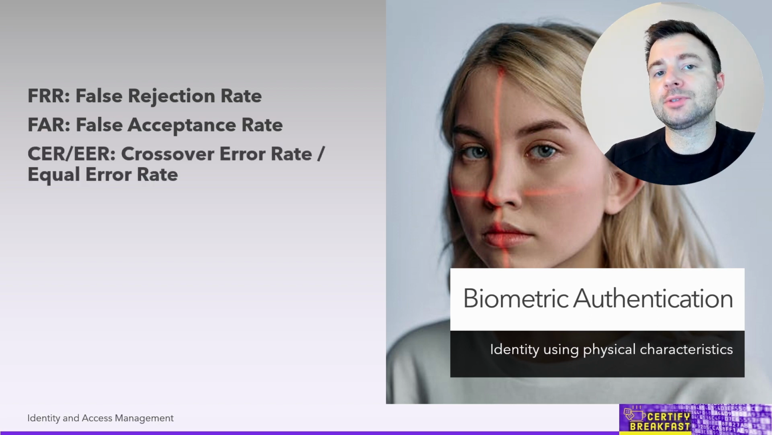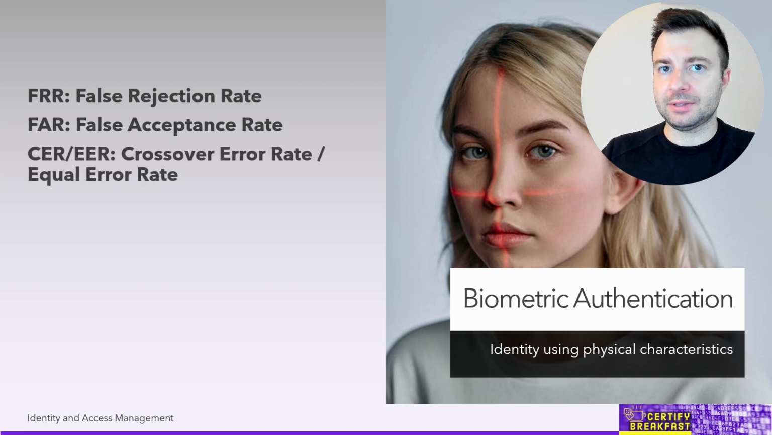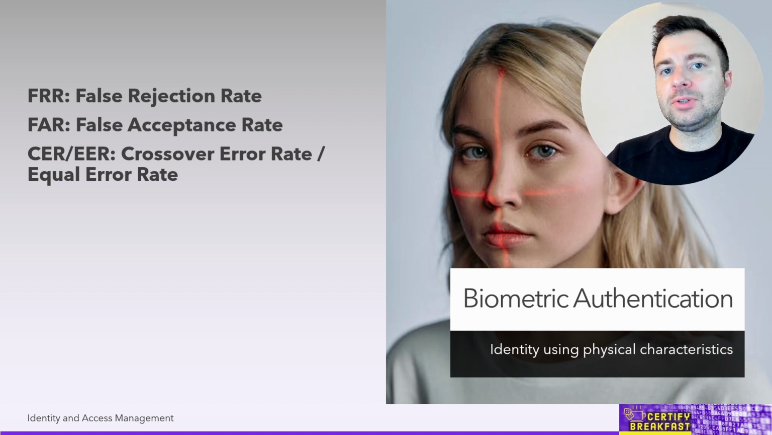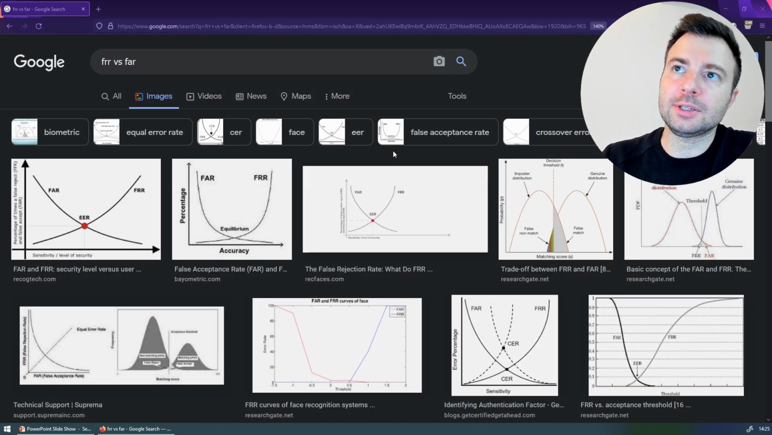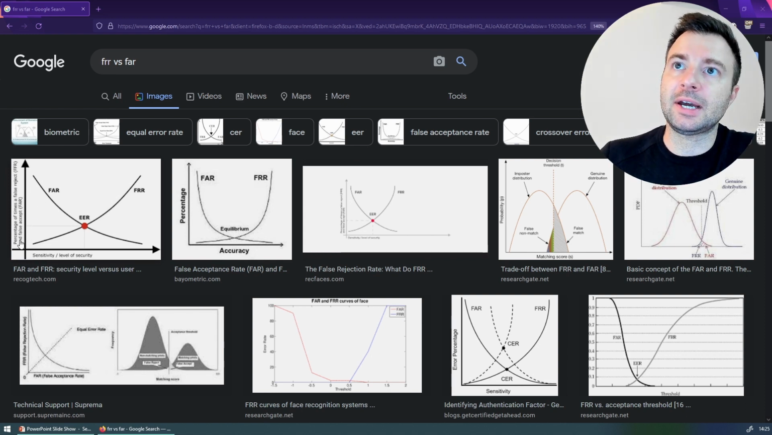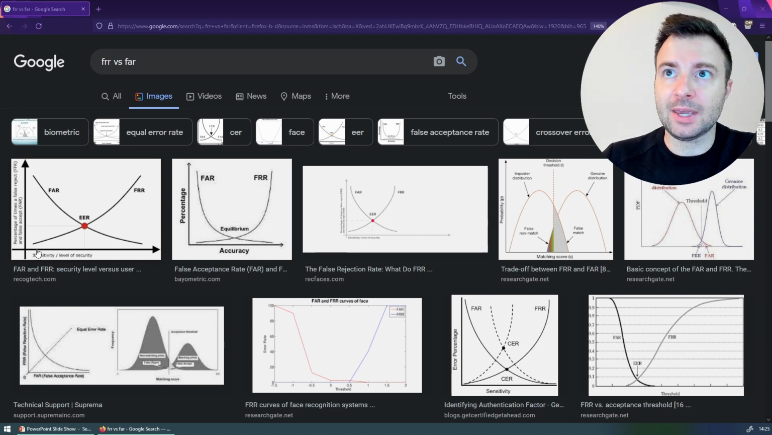And we also have the crossover error rate, or the equal error rate. That's the point on a graph I'm going to show you in just a second, where these two types of errors meet. So if you just perform a quick Google search for false rejection rate versus false acceptance rate, and I've just clicked images here, you can see that pretty much all the graphs look the same, right? So if you look at the first one on the left-hand side, on the vertical axis we have the number of errors, and on the horizontal axis, we have the sensitivity or the level of security of that system.